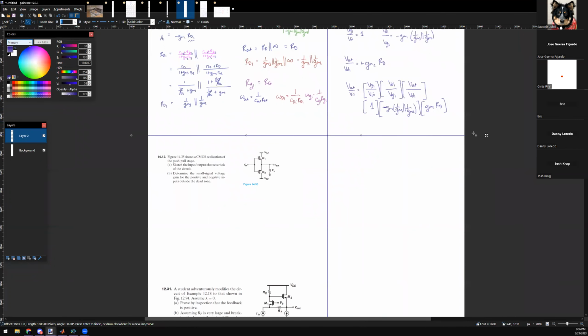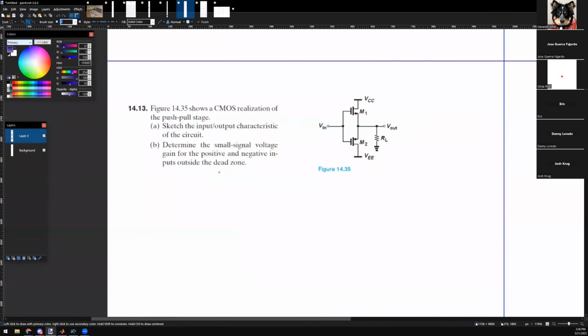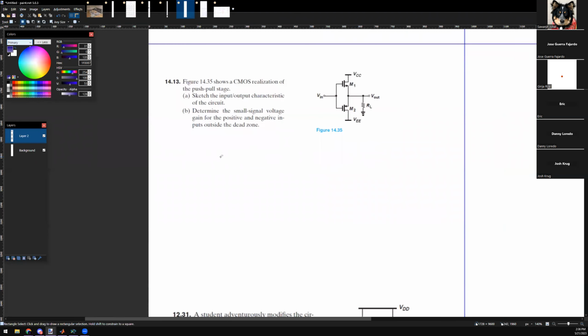Next question. Figure 14.35 shows a CMOS realization of a push-pull stage. Sketch the input-output characteristic of the circuit. Determine the small signal voltage gain for the positive and negative inputs outside of the dead zone. Okay, this is now a very large signal approach to this. So what do I mean by that? We need a grid.